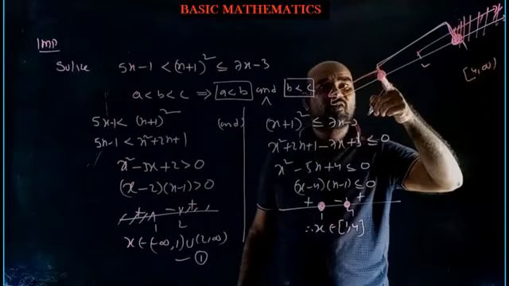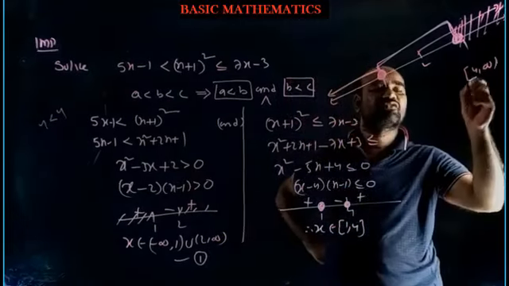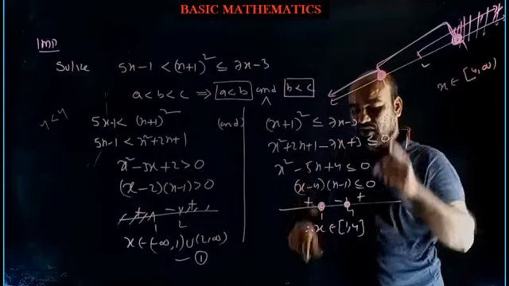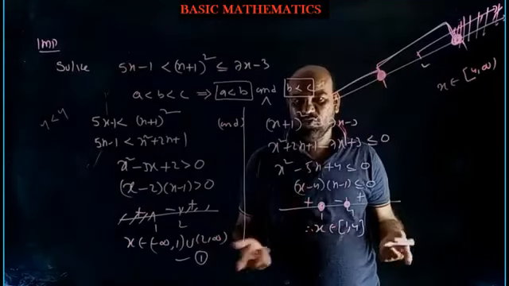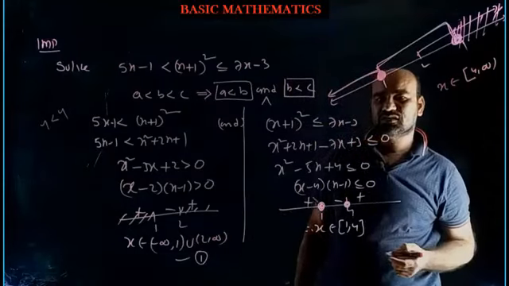So here there is no common part. 1 is included here, 1 is not included there. So what happened? The only solution is x belongs to closed 4 to infinity. 1 is here, but 1 is not there. 1 won't be in the intersection. That's why only x belongs to closed 4 to infinity is the solution of the problem.